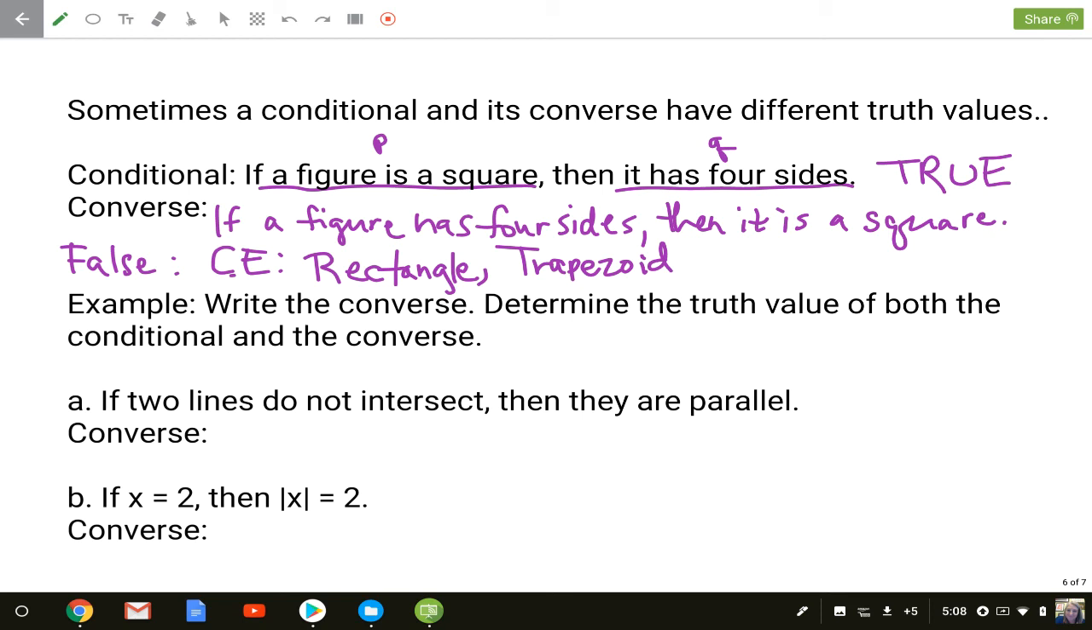Okay, now I want you to look at each of these examples. I want you to write the converse. I want you to determine the truth value of both the conditional and the converse. So pause and do that now.